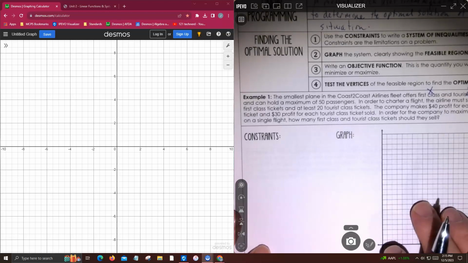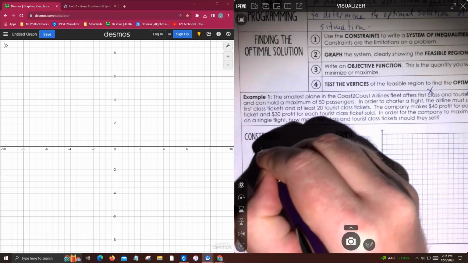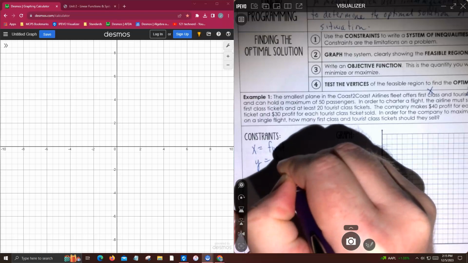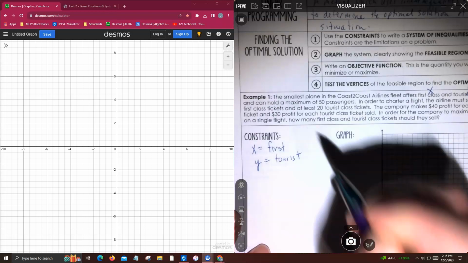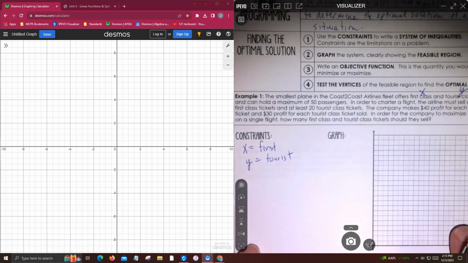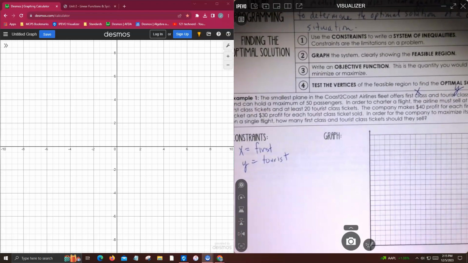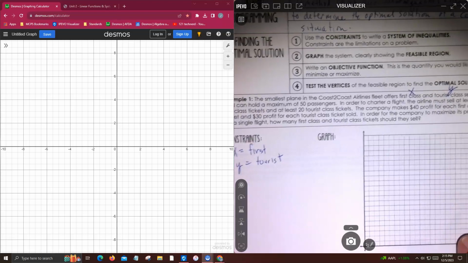All right, so the first thing is, again, remember that the x equals the first class and the y is equal to the tourist. I don't know why they call it tourist. I would call it economy, but they call it the tourist class. I would call it the economy class. That's reality. Anyway, I didn't write the problem.